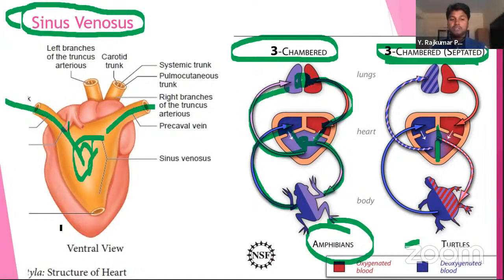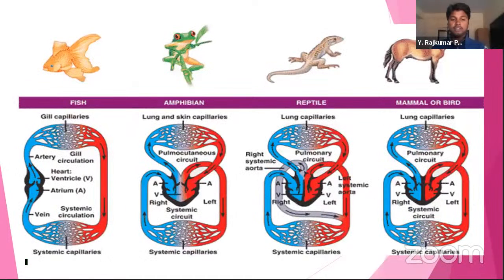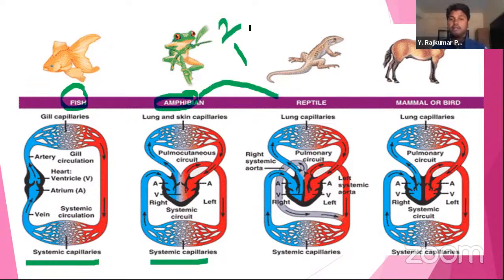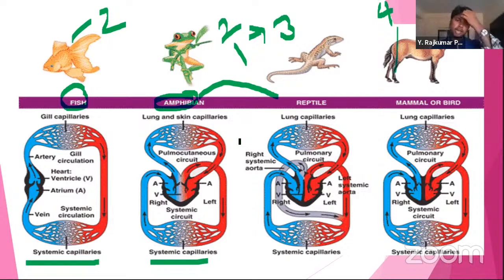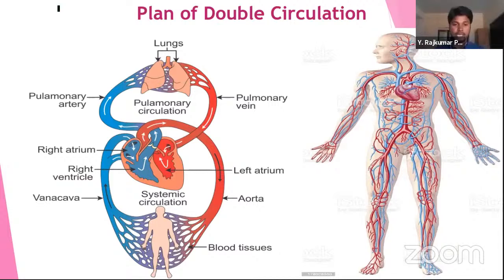So in fishes, you can see the single circulation, and in the amphibians, you can see incomplete double circulation, and amphibians and reptiles have two atria and one ventricle. Okay, so they are three-chambered heart animals, and fishes have only two chambers in the heart, and in the mammals and birds you can see four chambers. Okay, let's see the plan of circulation in the human beings and all the mammals and birds.